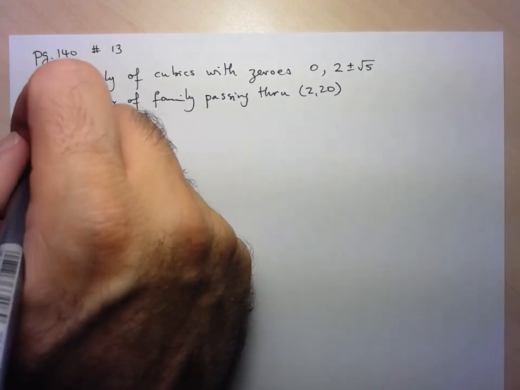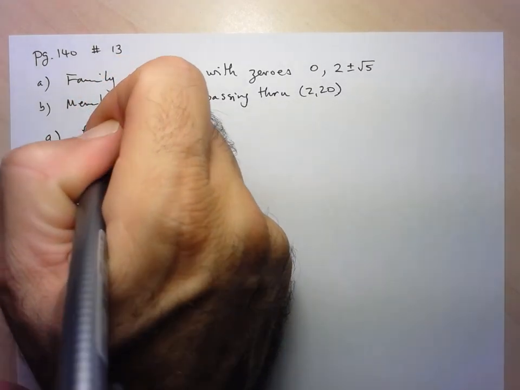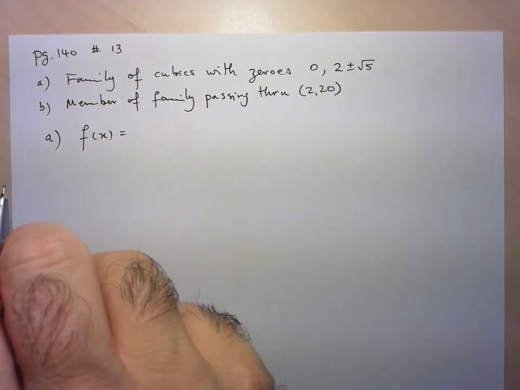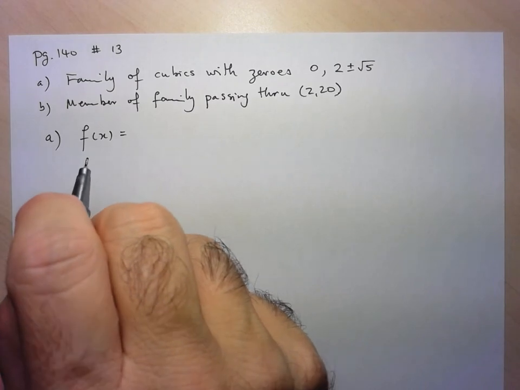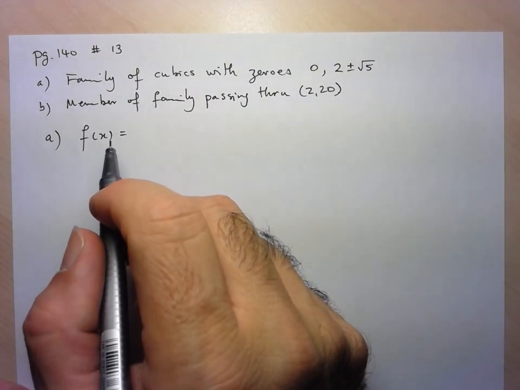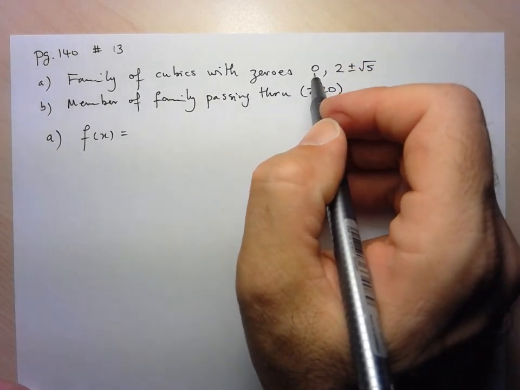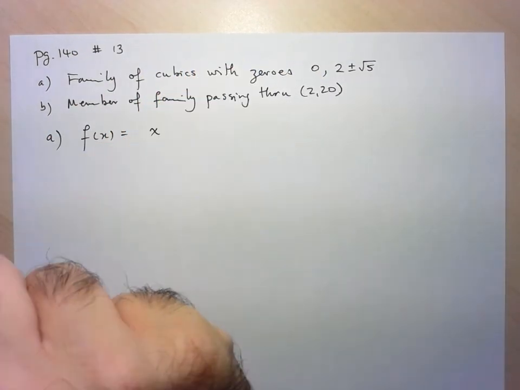Okay, so let's start with A. We know that if a polynomial has an x-intercept of order 1, then the function has a factor of x minus that number. So in this case, x minus 0, that's just x. So here's one of my factors.